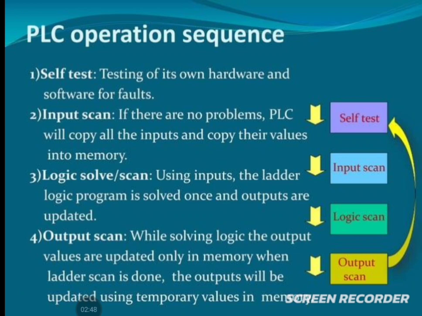The PLC operated sequence: first of all, self-test. The self-test checks its own hardware and software for faults, and it moves to input scan. In input scan, if there is no problem, the PLC will copy all the inputs and their values into the memories. Then we move to logic solve and scan. Using the inputs, the ladder logic program is solved once, and outputs are updated. And finally, output scan. While solving logic, the output values are updated only in the memory. When a ladder scan is done, the outputs are updated using the temporary values in memories.